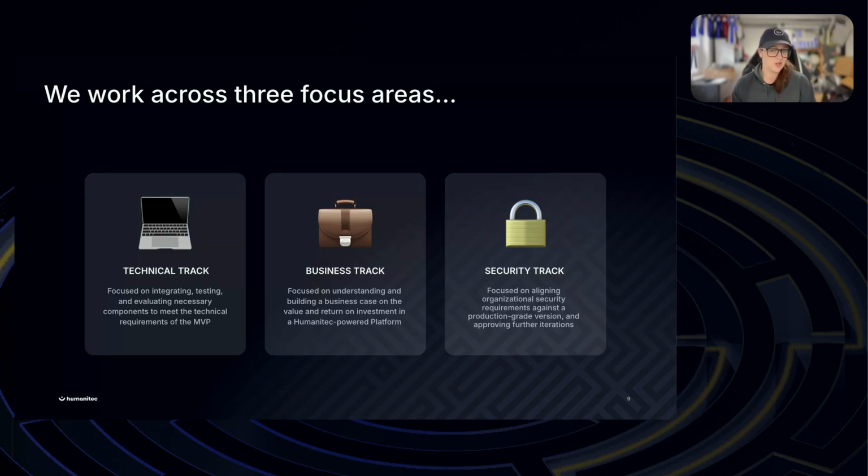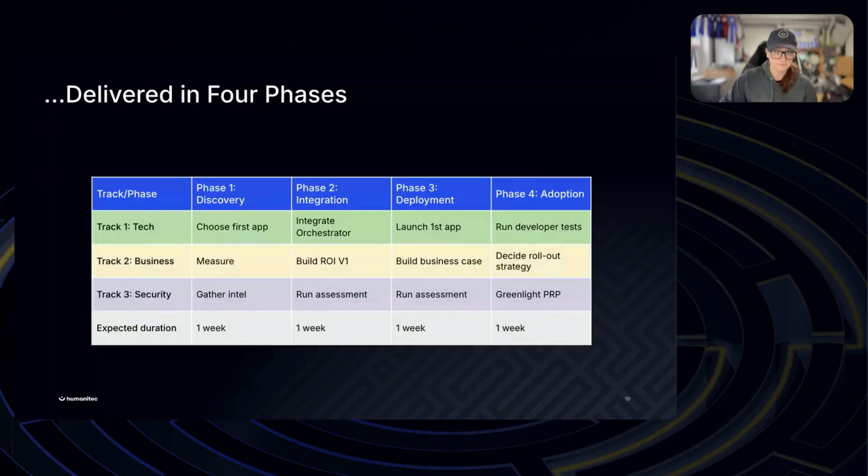And then finally, we have the security track. This makes sure that organizational security is aligned between the teams that are doing this, as well as security teams themselves, against both what we're doing in the MVP and a production grade version. We also want to make sure that they're involved in approving the further iterations that we'll design inside this process in order to make sure we can get to production grade in a secure way.